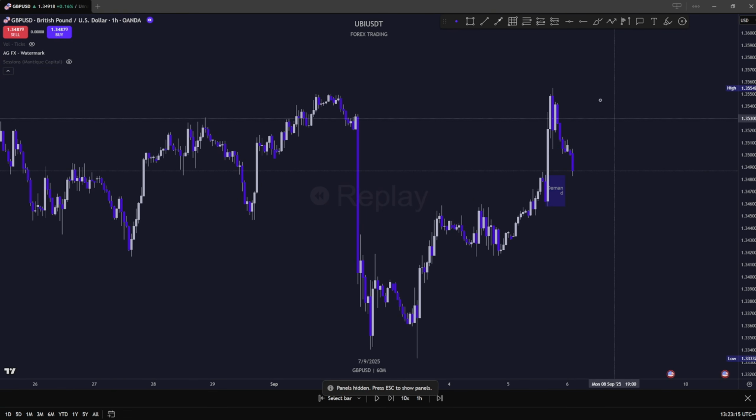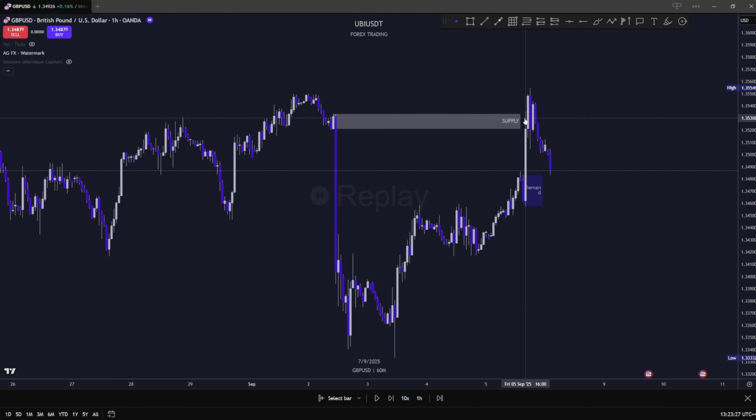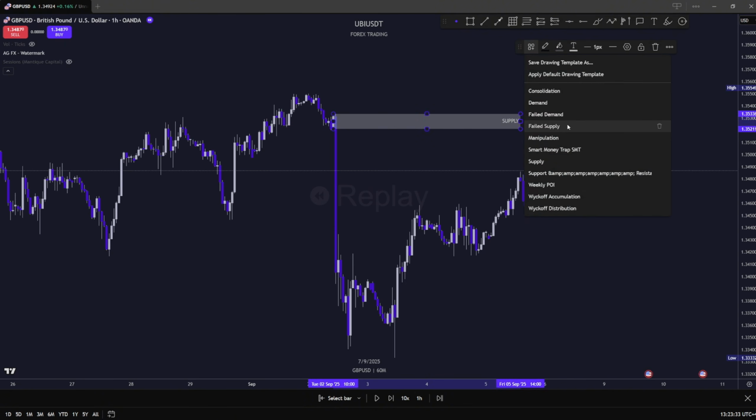So what we can see right here, price broke the structure downside, and now so many traders are thinking that they have a nice supply zone right here. So this is the supply zone, they think. But what happened? They have not waited for the confirmations, and obviously they lost. Why? Because the supply zone has failed. So now we mark it as a failed supply zone.